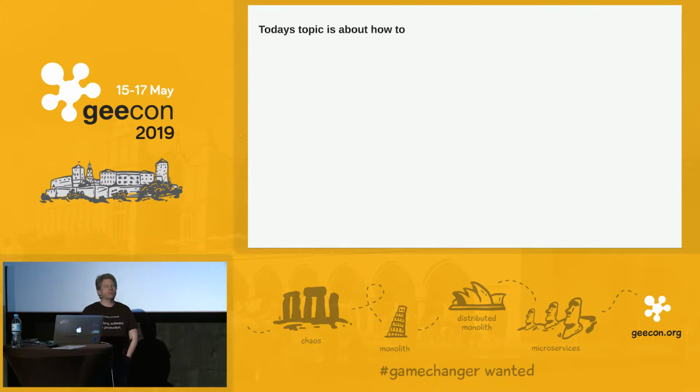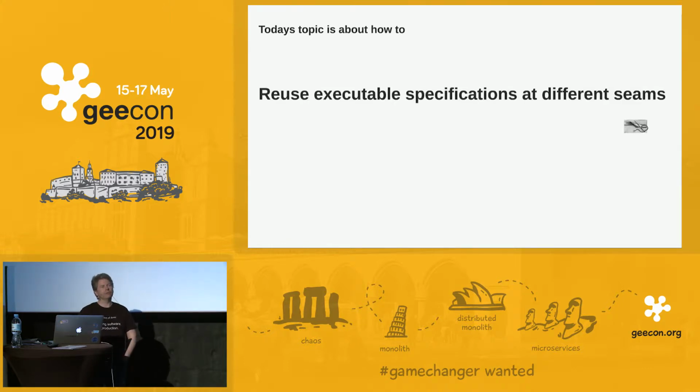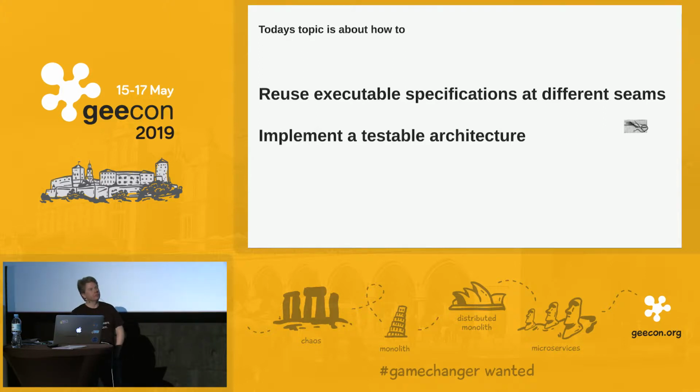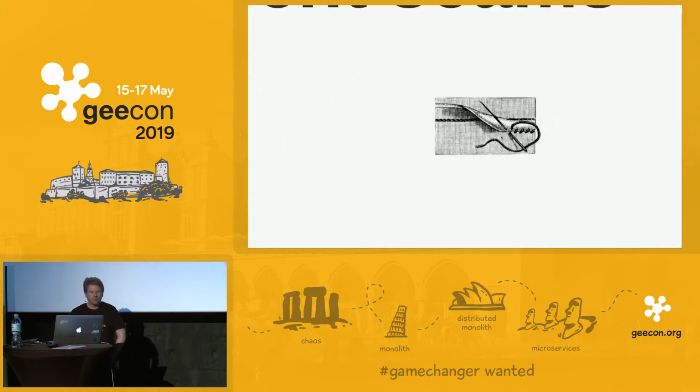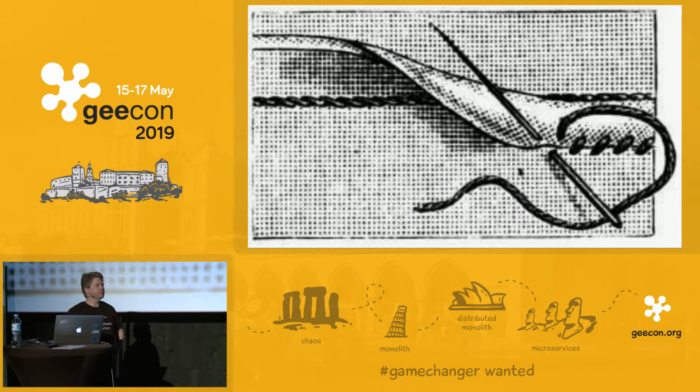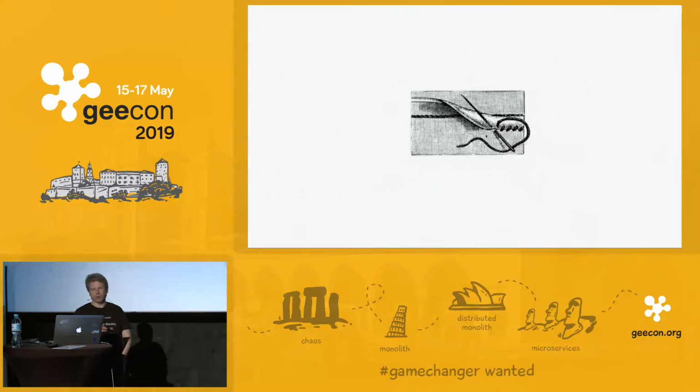Okay, so today's topic is all about reusing executable specifications at different themes, and therefore using them to drive an implementation of a testable architecture. And what is a theme? Well, this is an example of a theme. We take two pieces of cloth and we try to make them stick together. That's a theme. This is in place where we probably can connect to our system under test as well. So I want to reuse an example, and I want to use different themes to connect to the system under test. That's my goal.